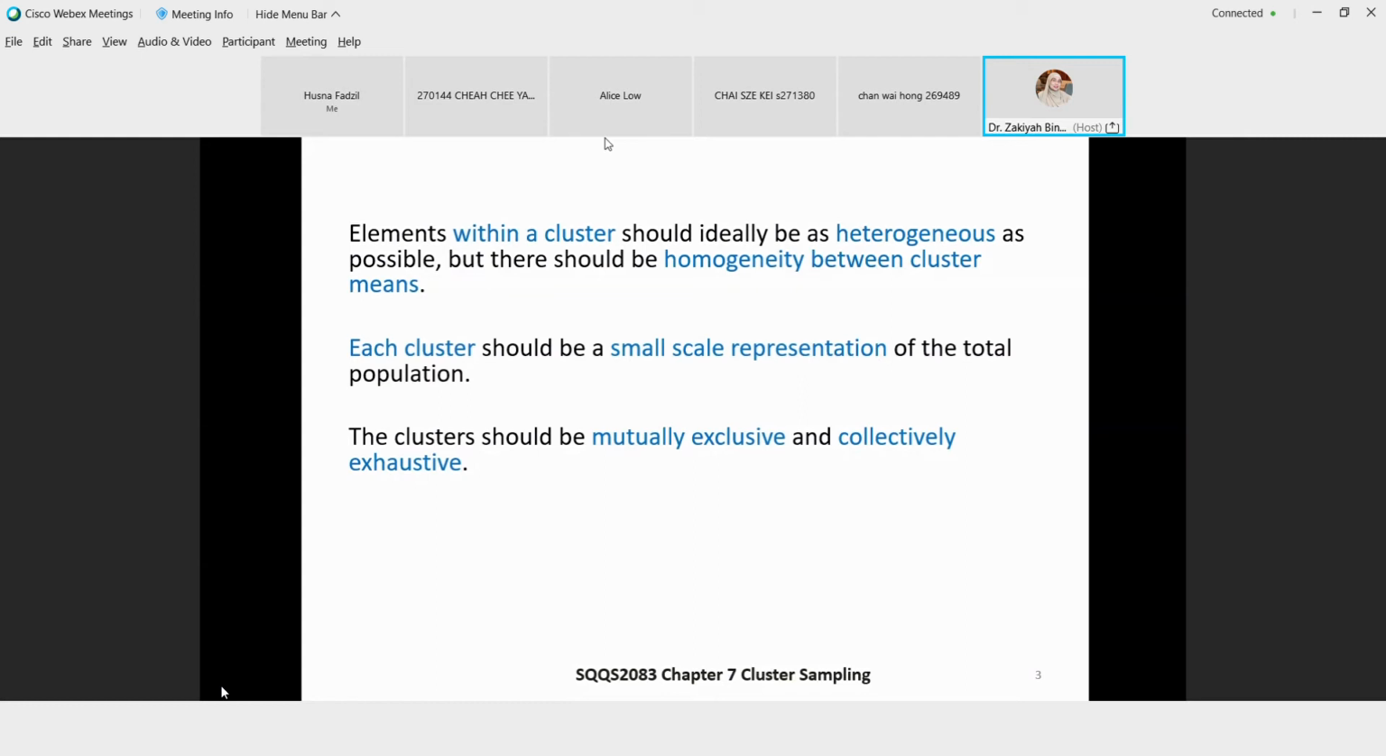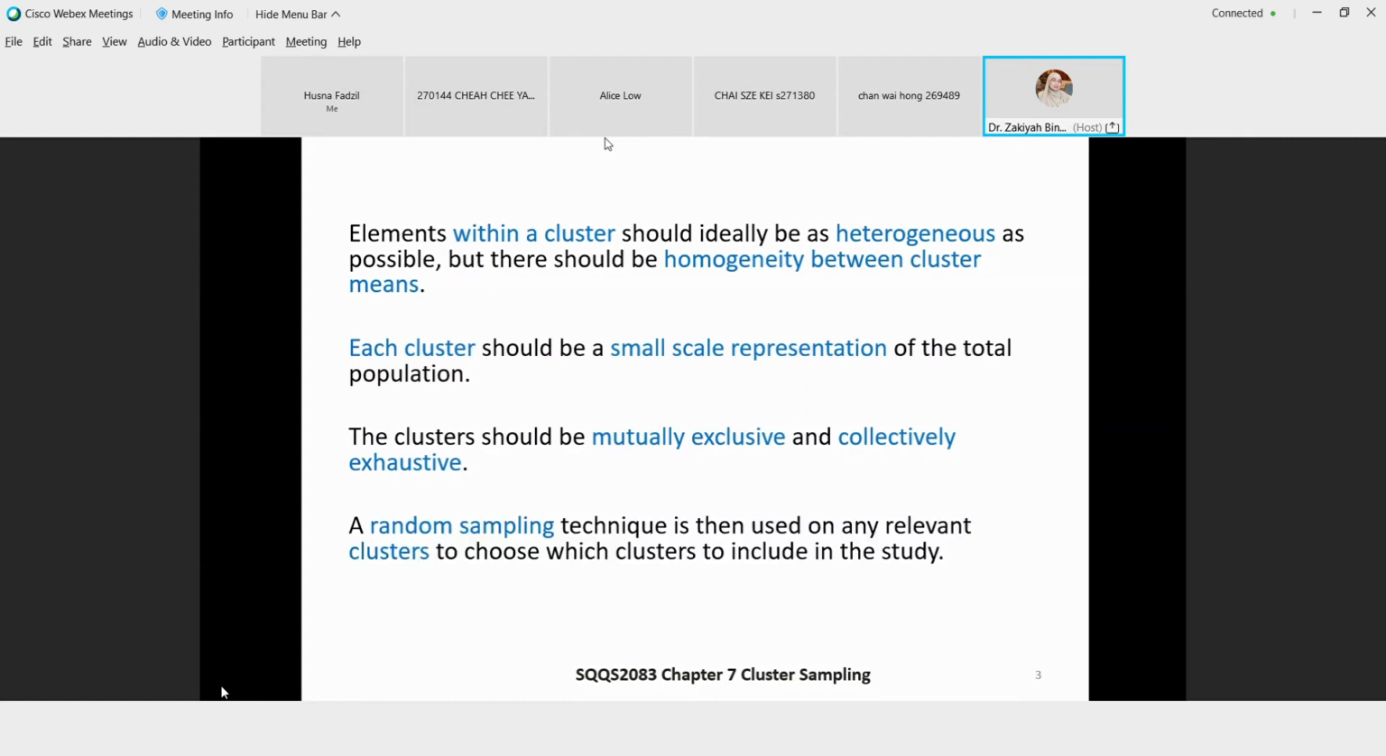Okay. A random sampling technique is then used on any relevant clusters. I think I prefer to say it is used on the selected clusters. Wait. A random sampling technique is then used on any relevant clusters. Yes, true. Relevant is the correct word, to choose which clusters to include in the study. The process, the sampling.